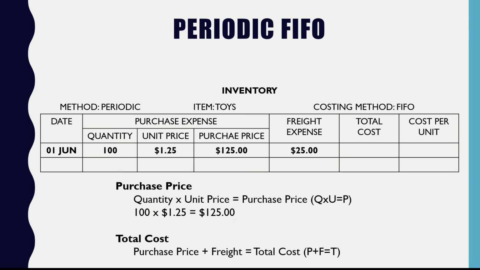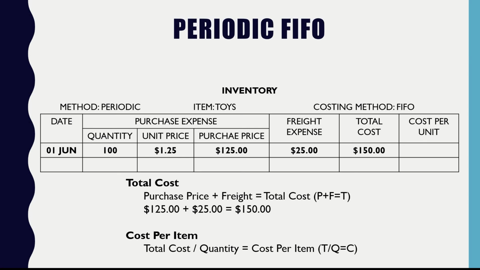I get a grand total of $125. All right. Then we're going to take a look at my total cost. My total cost here is going to be my $125 plus my freight, which is an additional $25, to give me a grand total cost of $150. Now, this is where the most important part that you need to know is when we're dealing with FIFO.